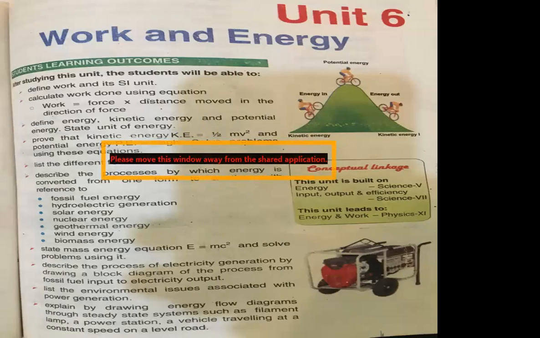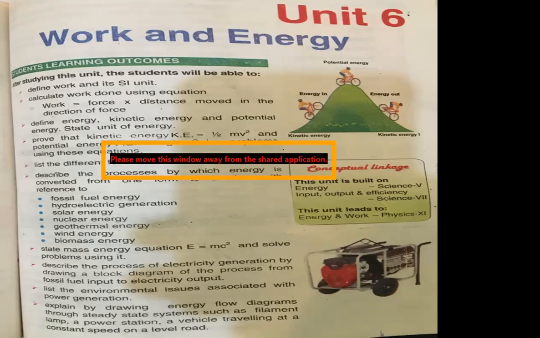The first MCQ is: the work done will be zero when the angle between the force and the distance is. I read the choices. A is 45 degree, B is 60 degree, C is 90 degree, and D is 180 degree. The right choice is 90 degree. C is the right one. If you mark down on your 9th class textbook on page number 140, the first MCQ's answer is C, which is 90 degree.